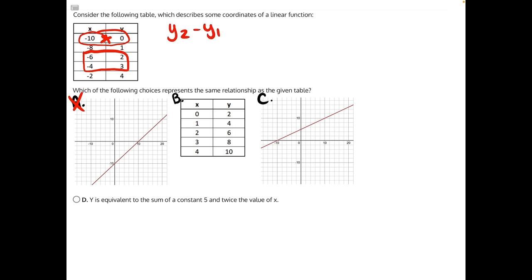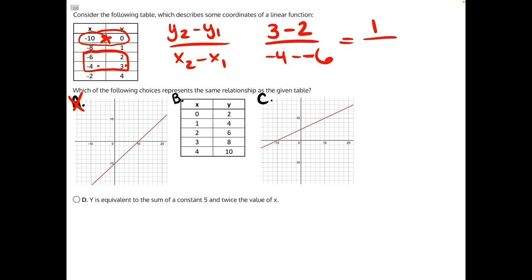and we'll plug them into our slope formula, y2 minus y1 over x2 minus x1. So we'll have y2 is 3, so we'll have 3 minus 2 on the top over negative 4 minus a negative 6. In our numerator, we'll have 3 minus 2, which will give us a positive 1, and then we'll have negative 4. Subtracting a negative is the same as adding a positive. So this is the same as a negative 4 plus 6, which would give us a positive 2. So our slope in this case is a positive 1/2, which we can use to eliminate some other answer choices.